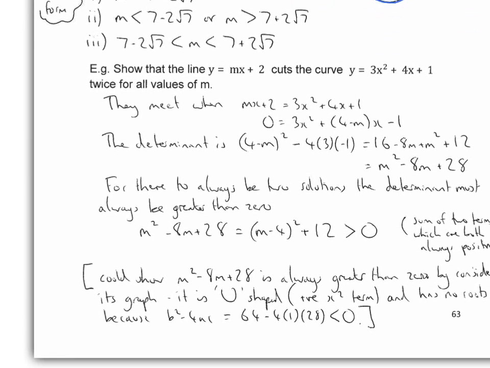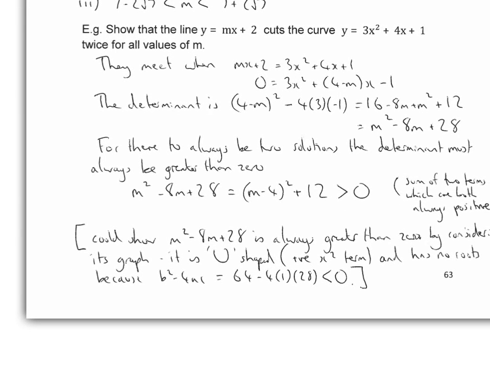My next example asked me to show that the line y equals mx plus 2 cuts this curve twice for all values of m. What I'm saying is, if you draw this quadratic here, then if you draw me a line with a y-intercept of 2, it doesn't matter what you set the gradient as, it will always cut twice.